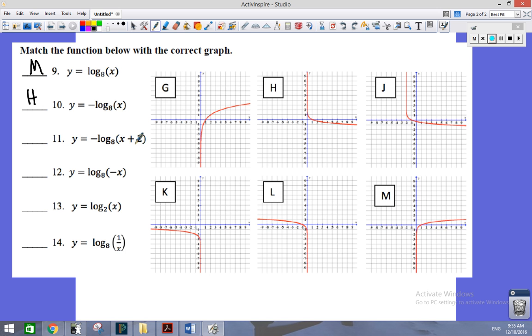This plus 2 is a shift to the left 2 units, and then a reflection across the x-axis. So if I go to the left 2 units, I'm going to be here, and then if I reflect that across the x-axis, I have, where did it go? Right there in J, looks to be that one, right?